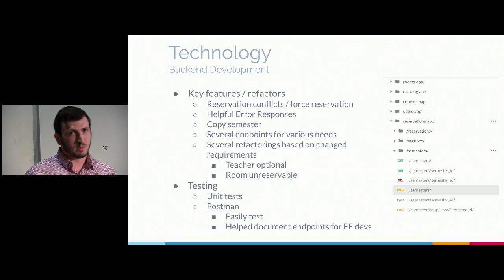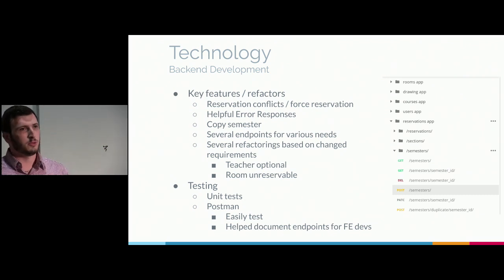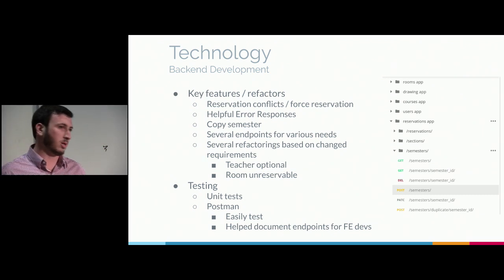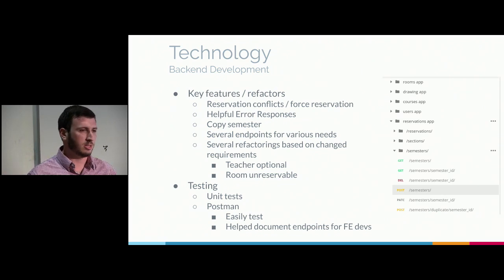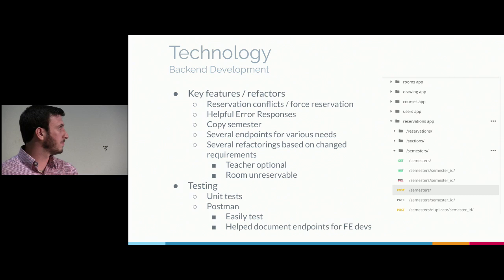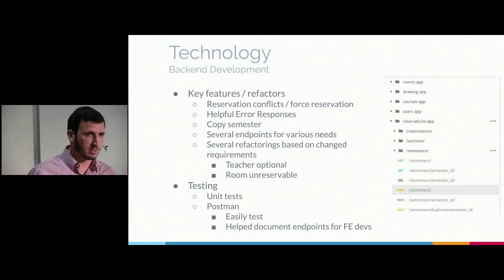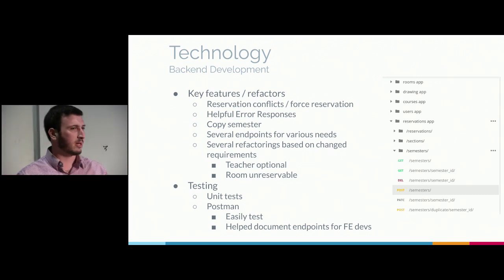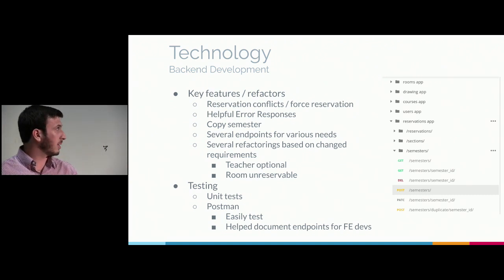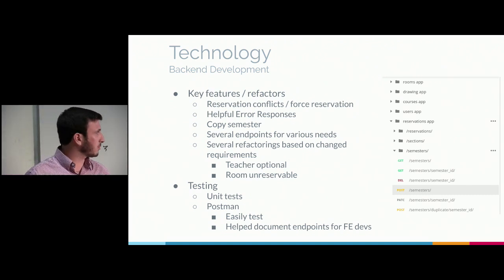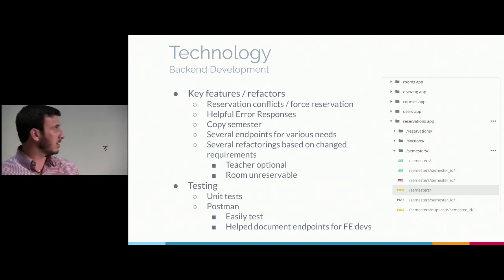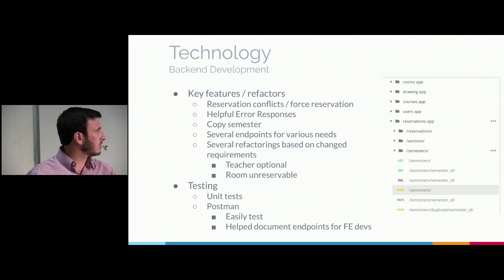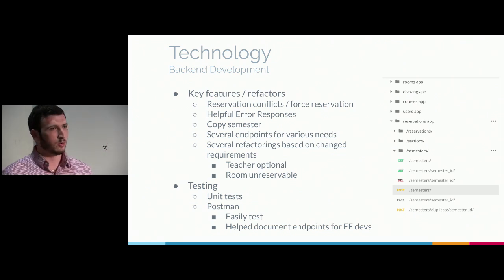Also helpful error responses, so that if you had some sort of conflict or some other error, you'd be able to know this is a room conflict and be able to alert the front end and the user. Also, copy semester. Duplicate semester was a huge feature that Jack wanted that we figured out midway through this semester, so we were able to implement that. Just several endpoints for all the various needs and all the data that they need on the front end, and several refactorings based on the changed requirements.